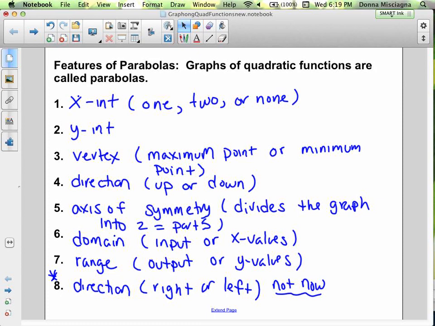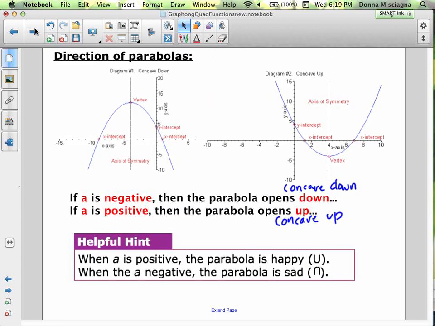We'll find our x-intercept, y-intercept, vertex, the axis of symmetry, which relates to our vertex, and then our x and y values, our domain and range. Let's look a little bit at our parabolas. We'll start with direction. So the direction of parabolas.